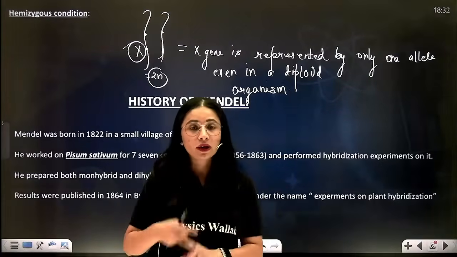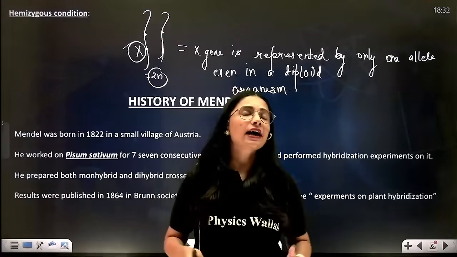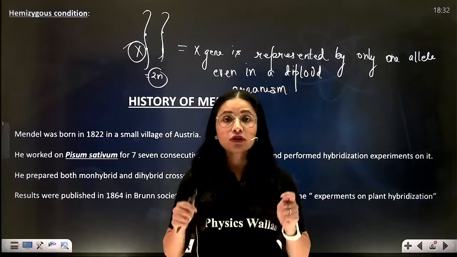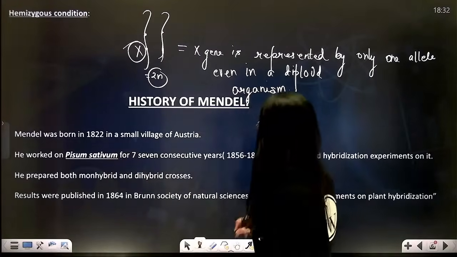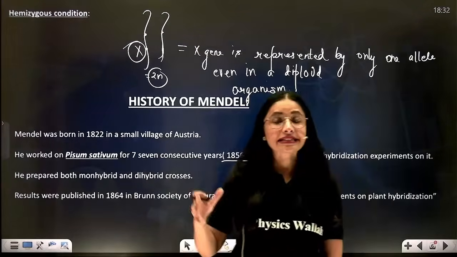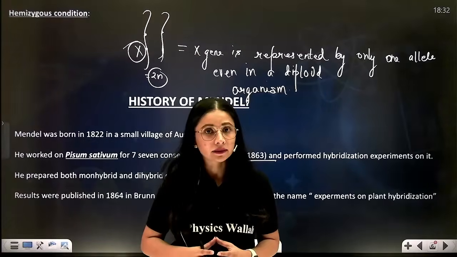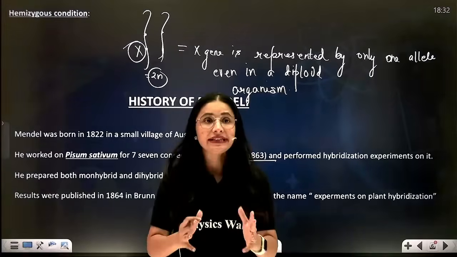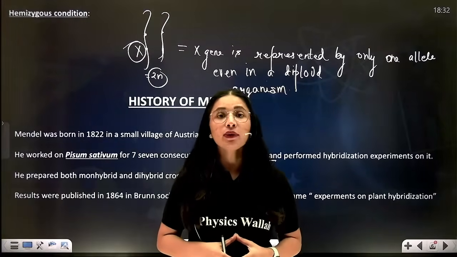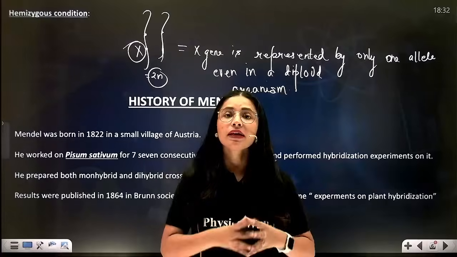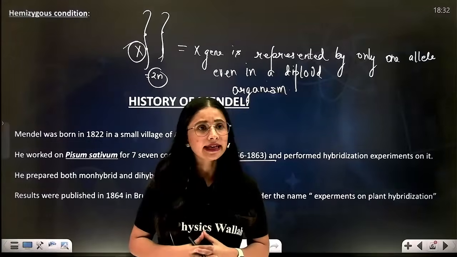He started cross pollination, self pollination, all those things. And he did all these hybridization experiments for 7 consecutive years, from 1856 to 1863. For 7 consecutive years, he worked on pea plant, performing hybridization experiments to try to understand how genes are being transmitted from the parents to their offspring. Correct? Yes or no? Okay.